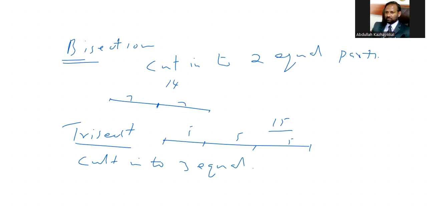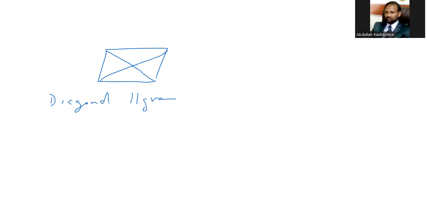What am I telling? Parallelogram. We are in a parallelogram. Many properties we studied. Which are the properties? Four properties I wrote here. I'm talking about the fourth property. You are a parallelogram? Yes. Diagonals bisect each other. Diagonals of a parallelogram bisect each other.